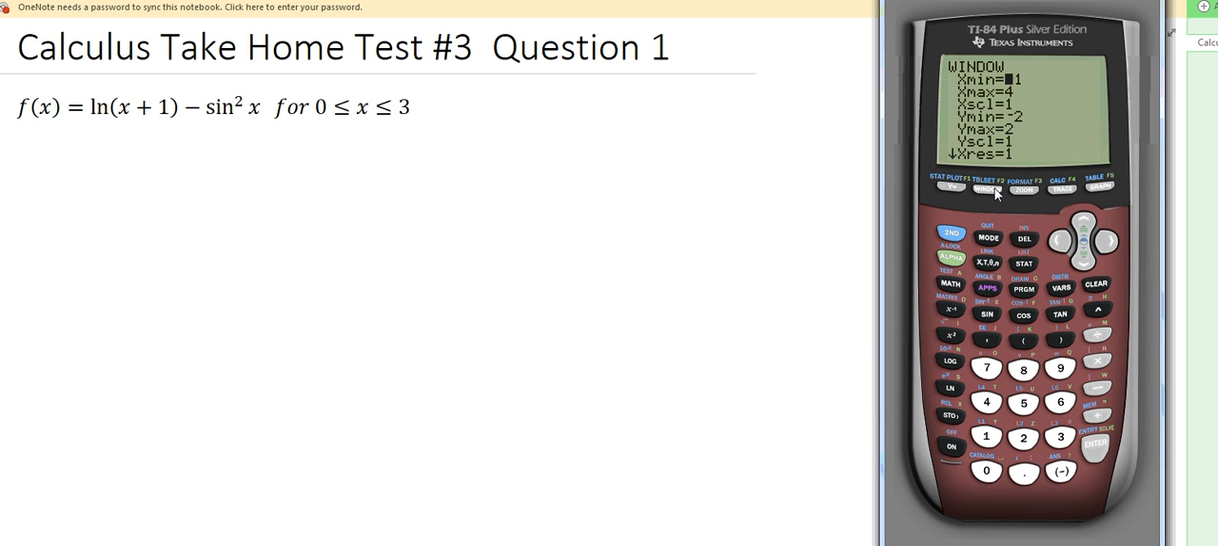I just played around with the window so that I could get a better view of it. You can pause the video if you want to set up your calculator to match this, but when I graphed it, I see those 0 points listed. Looks like 3 of them, of course one at the origin, and then it passes through here a couple of times. You might want to zoom in a little bit to find these 0 points. Let's just find one of them. Let's go to second calc and look for the 0 and try to hone in on this one right here.